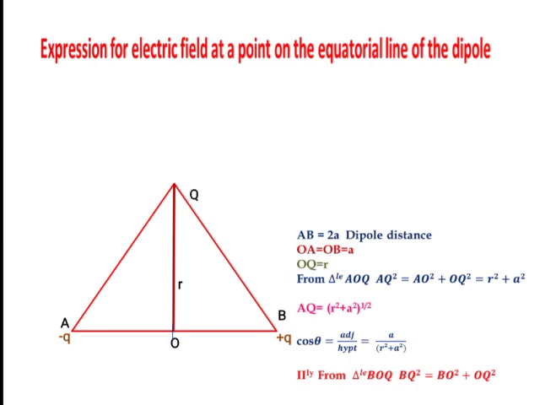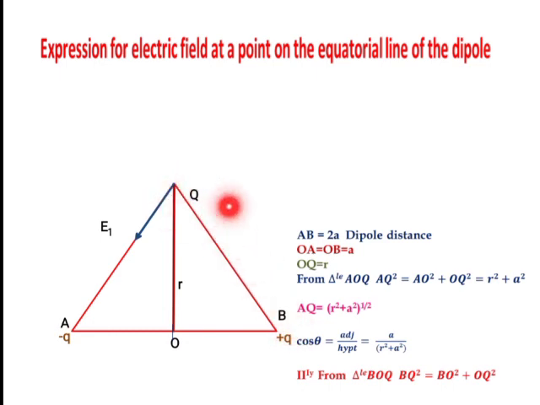This is a perpendicular line which is passing through the dipole AB. OQ is a perpendicular line here. This is called the equatorial line and the distance of that OQ is r. Q is an imaginary point here. Suppose we draw all these imaginary lines, then it is like a triangle. A, B, Q is one triangle.